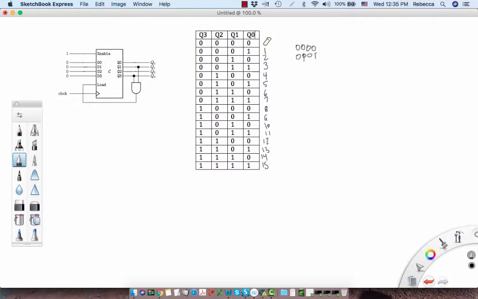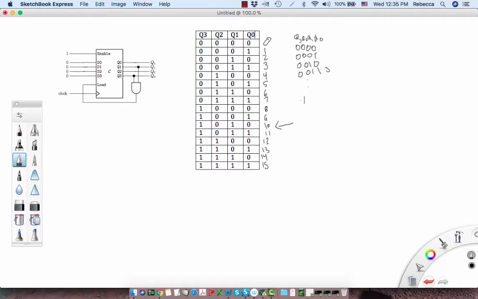We still don't have Q3. Q3, Q2, Q1, Q0. We still don't have both Q1 and Q3 equal to 1, so it'll continue counting. So 0, 0, 1, 0, which is 2, 0, 0, 1, 1, which is 3, and so forth, until the first time that you get to where both Q3 and Q1 are 1. And that's right here at 10.